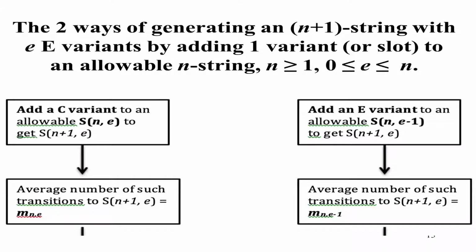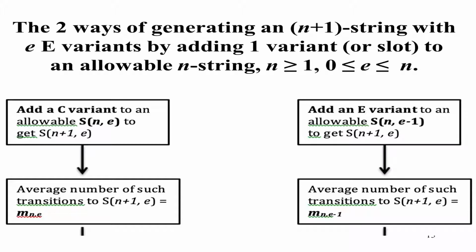Here's another way of presenting this extensional approach. I want to end up with an allowable sentence of length n plus 1 from an allowable sentence of length n. So I want to end up with length n plus 1 with E variants. Well, there are only 2 ways of doing it, and this is what simplifies the problem. I could start with a sentence of length n with E variants and add a C. So it doesn't change E, but it changes the length. So I can get here starting with N and E and adding C, or starting with N and E minus 1 and adding an E. So there are 2 ways of getting to N plus 1, E.